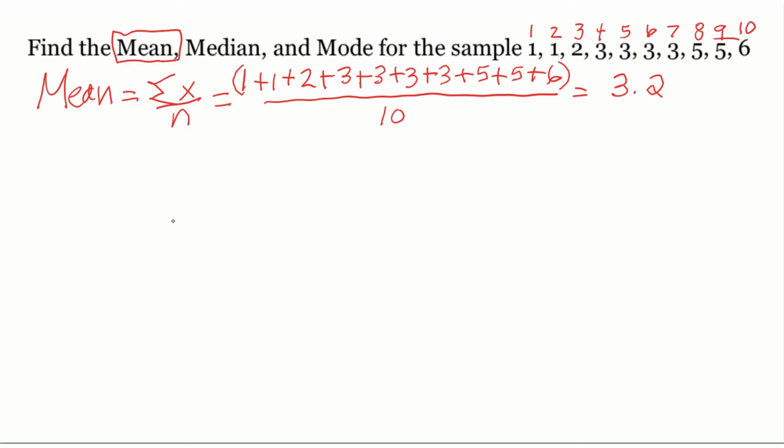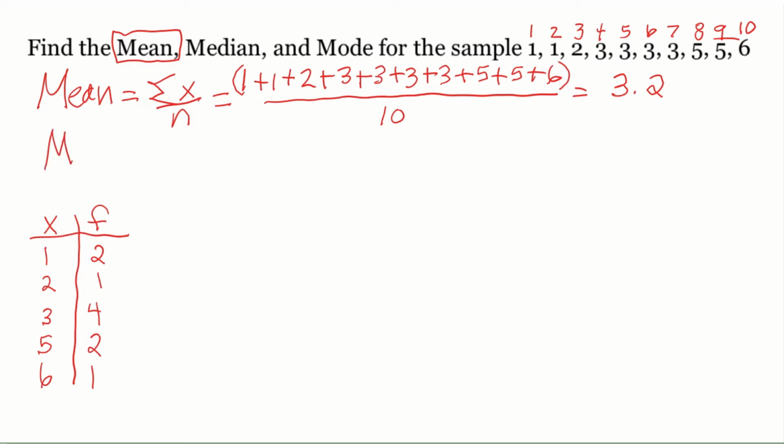The other way that you can solve for this is by using a frequency table. And with that, we write down the values that we have. So we've got 1, 2, 3, 5, and 6. And then we're going to write down the frequency. And the frequency just means how many times does this number appear, or how often does this number repeat. So we've got 2 1s, 1 2, 4 3s, 2 5s, and 1 6.